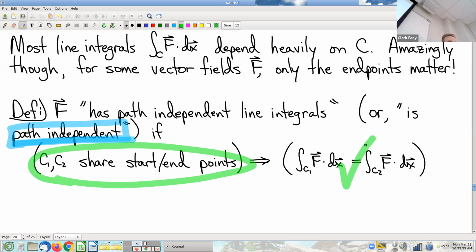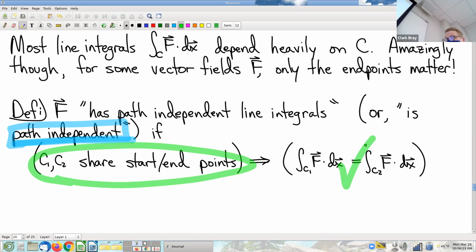Imagine some vector field that is able to somehow work around the fact that you could take two very different paths to get where you're going, and along this path and along that path, totally different paths. They didn't even know which paths you were going to pick, but because they start and end at the same point, the line integrals are always the same. Super, super weird.